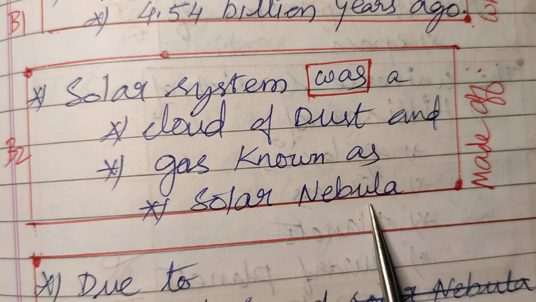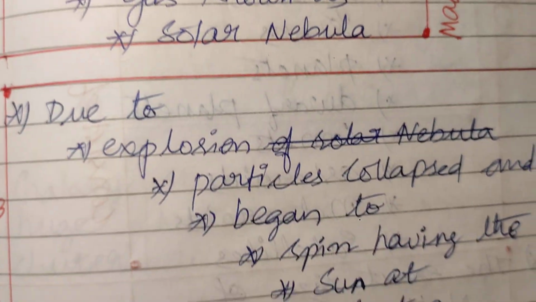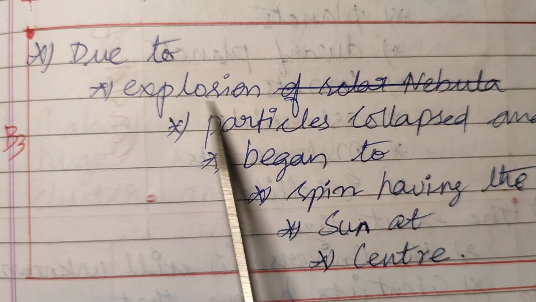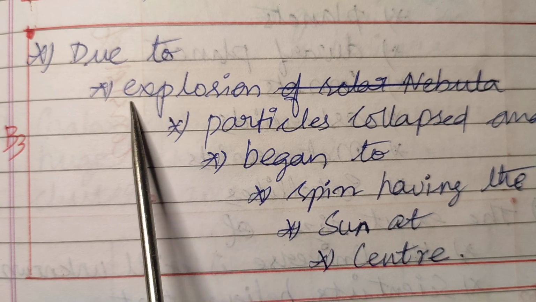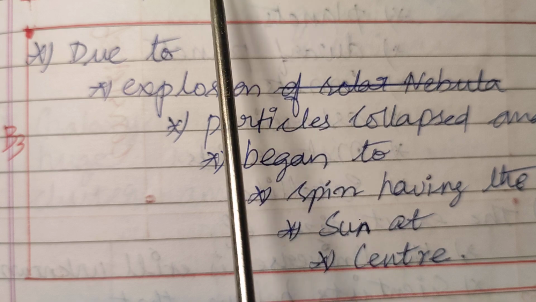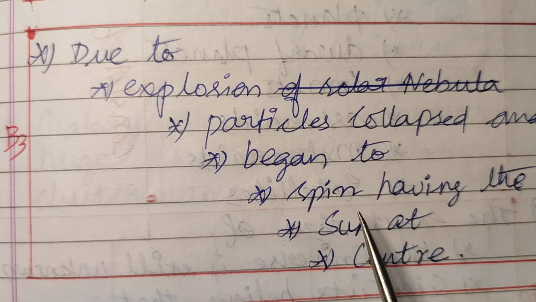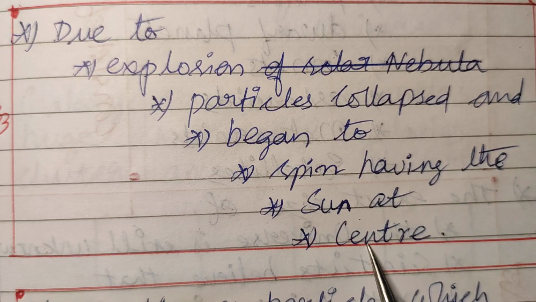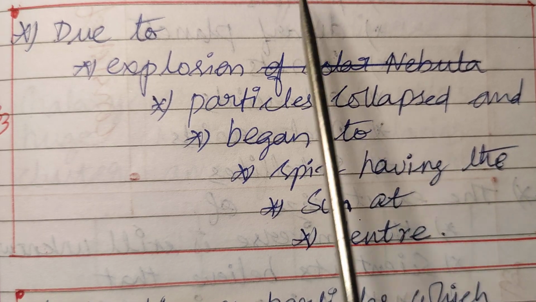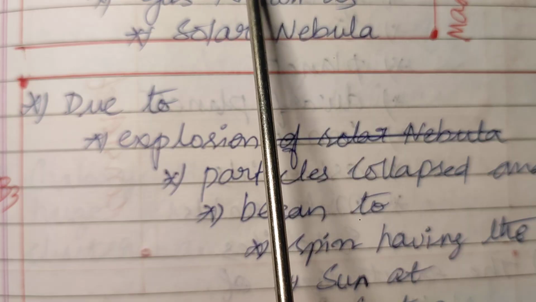What happened to the solar nebula is what gives the answer to how the Earth formed. So what happened to the solar nebula? There was an explosion. Nobody knows how. The particles collapsed. What are the particles? Solar nebula, gases, dust particles. They collapsed and began to spin, having the sun at the center. This is the main reason. The solar nebula converted to our solar system.